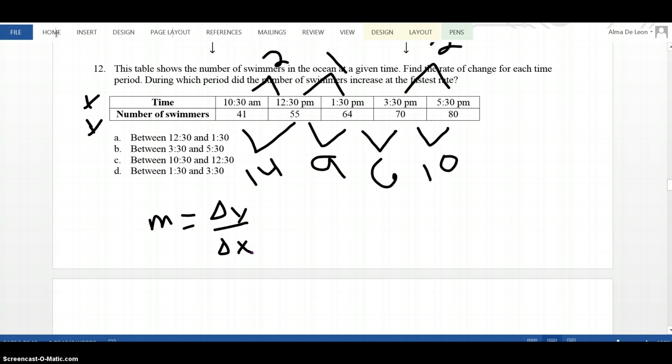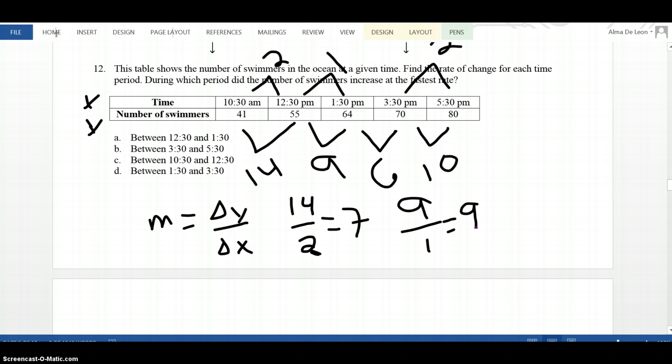And so the rate of change between 10:30 and 12:30 is the change in the y, which is 14, over 2, over the change in the x. That's equal to 7. The rate of change between 12:30 and 1:30 will be the change in the y, which is 9, over the change in the x, which is 1. 9 divided by 1 is 9.